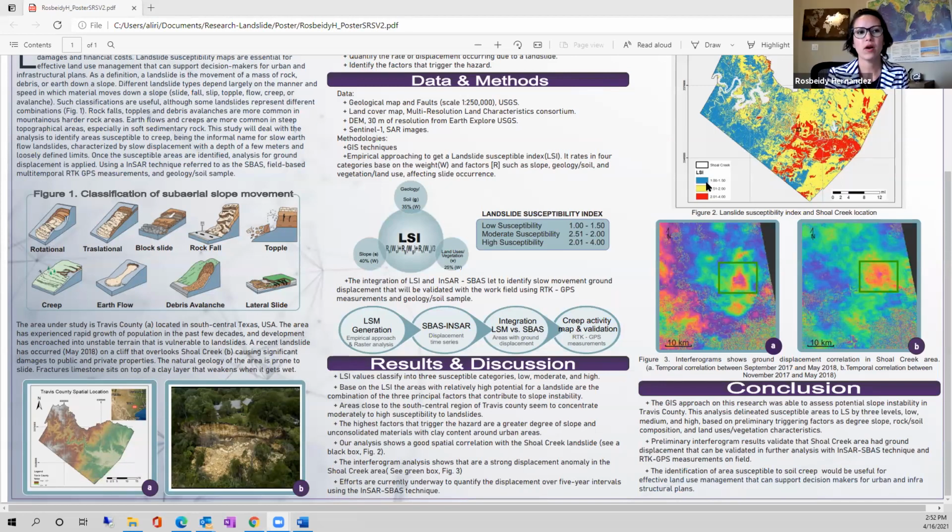Yeah, the colors in this map are the division between low susceptible to landslide, medium susceptible, and high susceptible. So the kind of landslide that we are trying to identify is the slowest one, that is the creep, because it can be predictable. Travis County is pretty much plain. It has a low slope. So the ones affecting this area are pretty much the creep landslide.